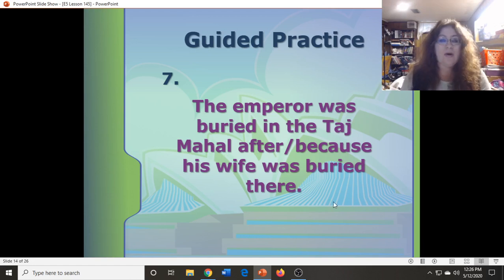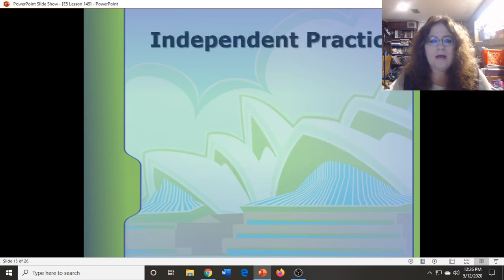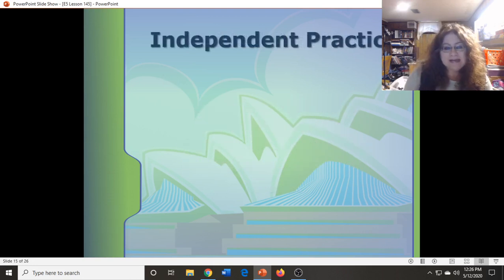All right, you are now going to look at the next page of the independent practice, page 278 at the top. All right, same directions as guided practice. Circle the subordinating conjunction in each sentence. Write I if the underlined clause is independent. Remember, independent clause equals complete sentence. Write D if the underlined clause is dependent, cannot stand by itself, needs more information.